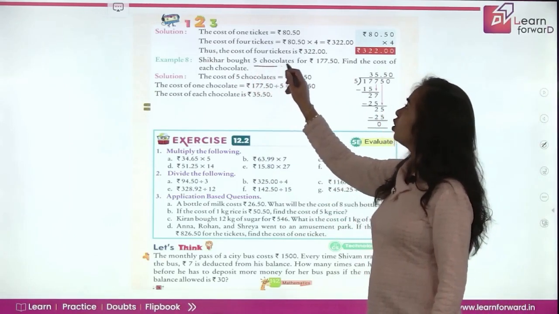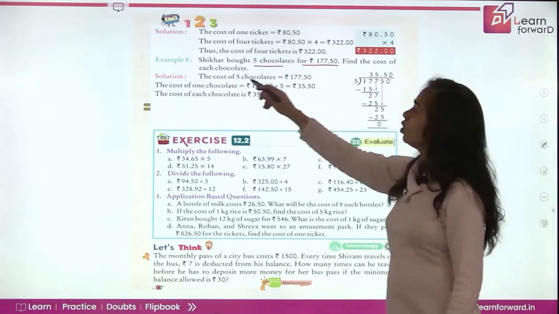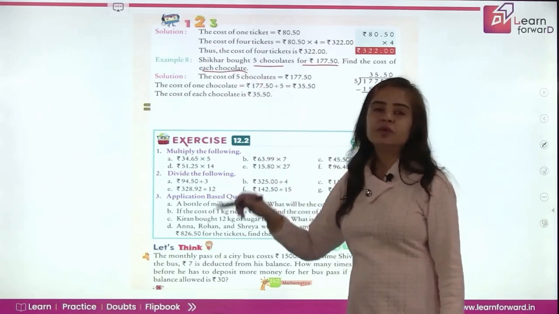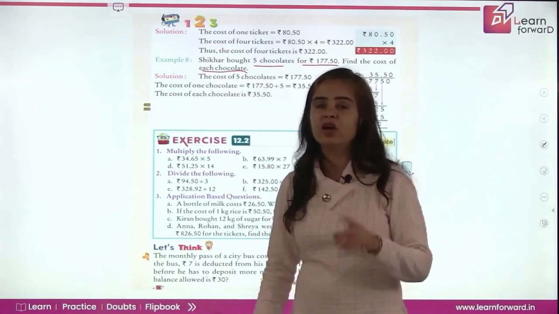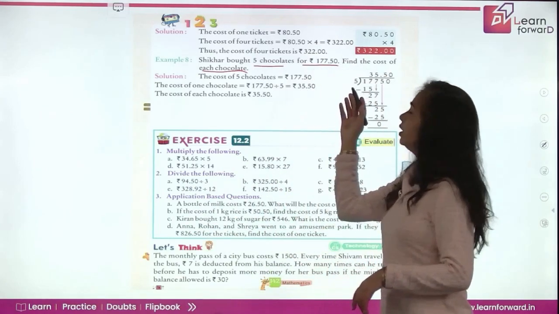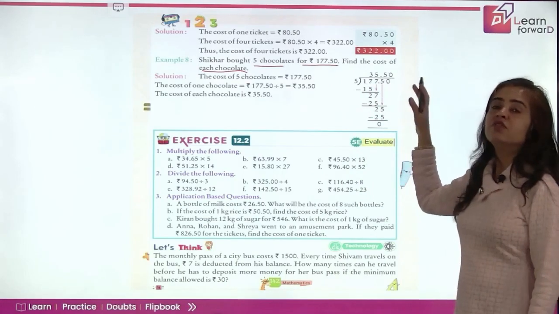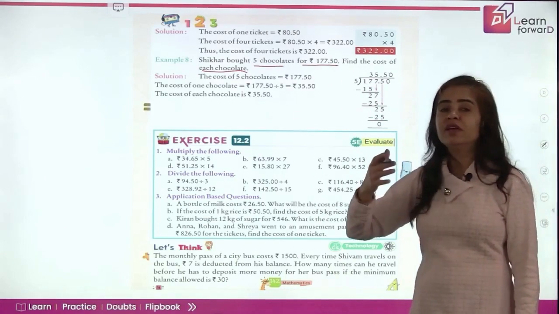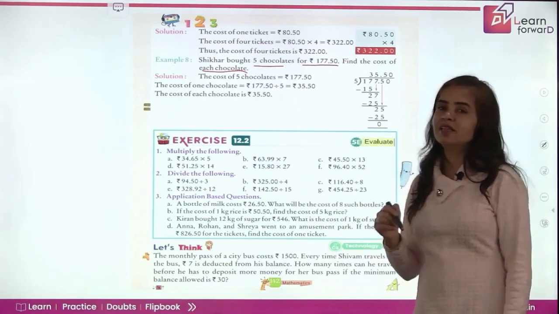Shikhar bought 5 chocolates for rupees 177.50. Find the cost of each chocolate. Each means 1. Yes. And when you know about many, you want to find out for 1, what do we do? We do division. So this is what we'll be doing. 177, put a point here. 0.50, because then only we will realize that, oh, we have to cross decimal. Let's put a decimal in the quotient also.